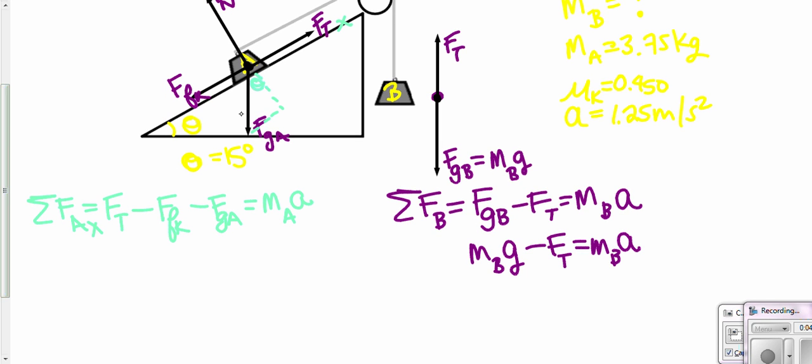Okay, so let's see if we can derive expressions for all these. So we do know that the force of gravity on A would be the mass of A times gravity.